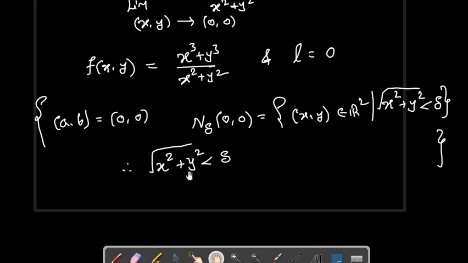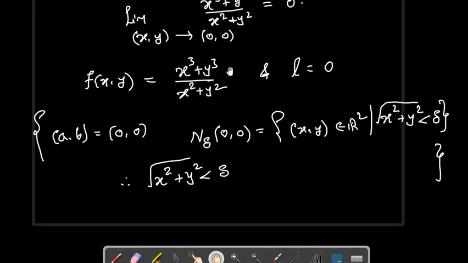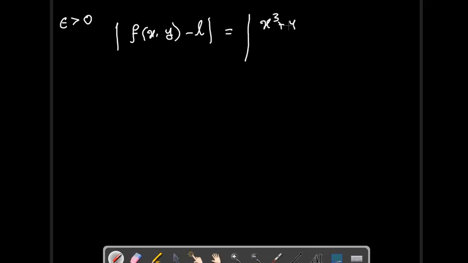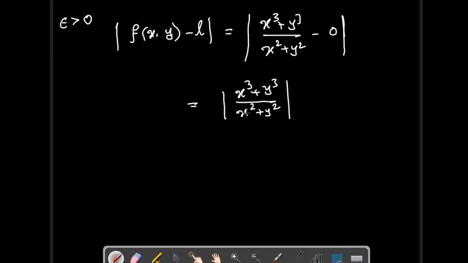Okay. So now let us start with an epsilon greater than 0. What do we want to do? We want to estimate the distance between the function and the limit. So what is the function here? It is x cube plus y cube over x square plus y square, minus the limit, which is 0. And this can be expressed as follows.